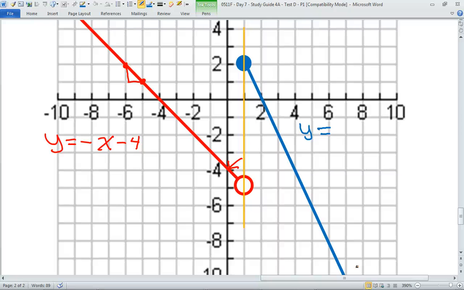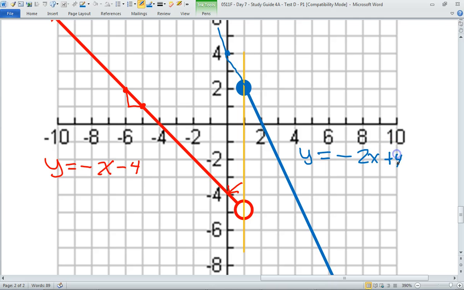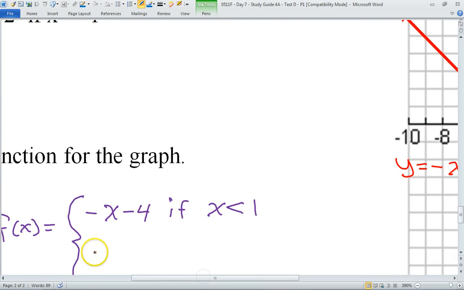It's a negative slope. It's also downhill. Both of these lines are going downhill, so it's going to be negative something. Negative what? Negative 2x. And then what's the y-intercept? Plus 4, because isn't it going to hit there if I continue this line more? So plus 4. So negative 2x plus 4. So this graph is going to go negative 2x plus 4 if x is greater than or equal to 1.